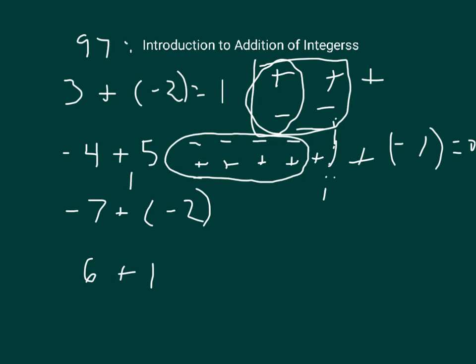Negative 7 plus negative 2. It's a little different problem. We have 7 negatives, 1, 2, 3, 4, 5, 6, 7, and 2 more negatives. And we can't make any 0 pairs. There's no positives to pair up with any of the negatives. So the answer is just the total number of negatives that we have. 1, 2, 3, 4, 5, 6, 7, 8, 9. So this answer is negative 9.